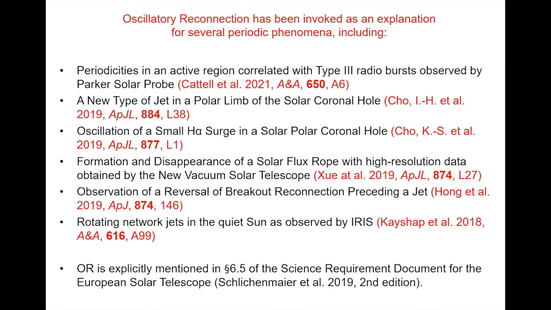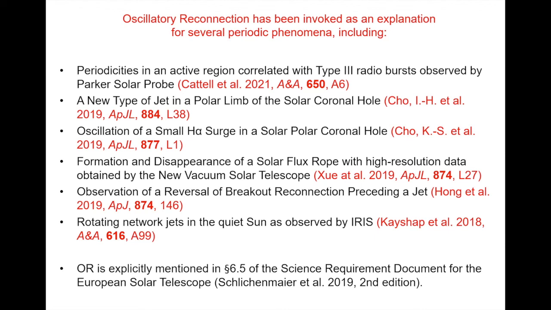And different authors have then picked up on the time-dependent reconnection and the oscillatory reconnection process and have started to invoke it as an explanation for different phenomena. So I'll just put the list there. That first paper there was investigating periodicities in an active region correlated with type 3 radio bursts observed by Parker. So that's in a fantastic paper by Cattell et al. Last year. It's also been used to describe a new type of jet in a solar coronal hole. If you think about that flux emergence example I was showing for that vertical field, you could use that to describe a coronal hole. It's been used to describe oscillations of small H-alpha surges in a coronal hole.